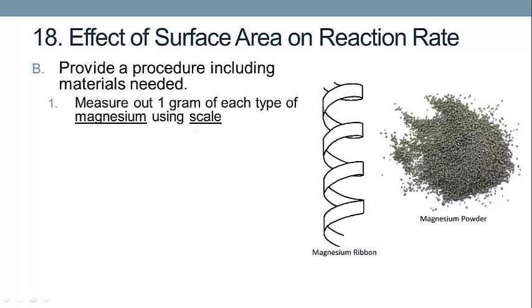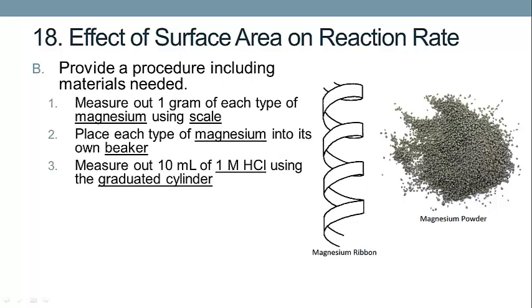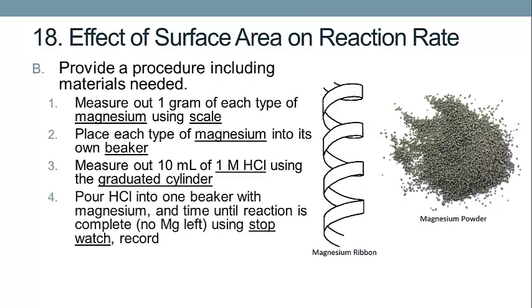I want to make sure I have the same mass of each because I want to make sure that the only reason one reacts faster than the other is because of surface area, not because one of them had more magnesium. So I can put that magnesium into a beaker and measure out 10 milliliters of 1 molar hydrochloric acid using a graduated cylinder. Again, I want to make sure I have the same amount of acid in each, so I know the only reason one reacts faster than the other is because of the surface area.